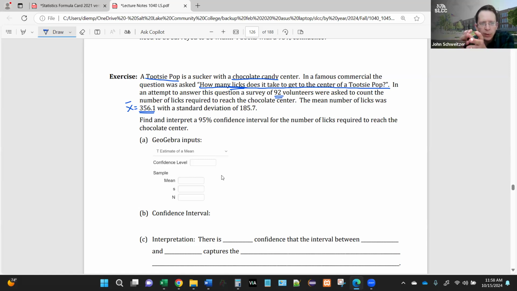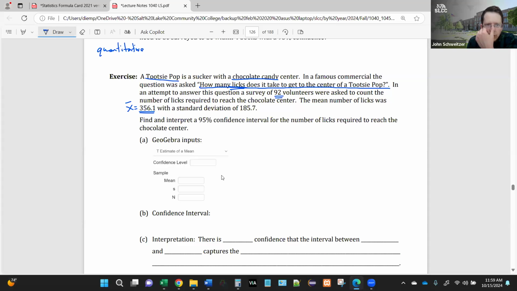So maybe the first person 90, the second person 400, third person 200. Just imagine 92 numbers, each one is a count. And so that's quantitative. We have quantitative data here.